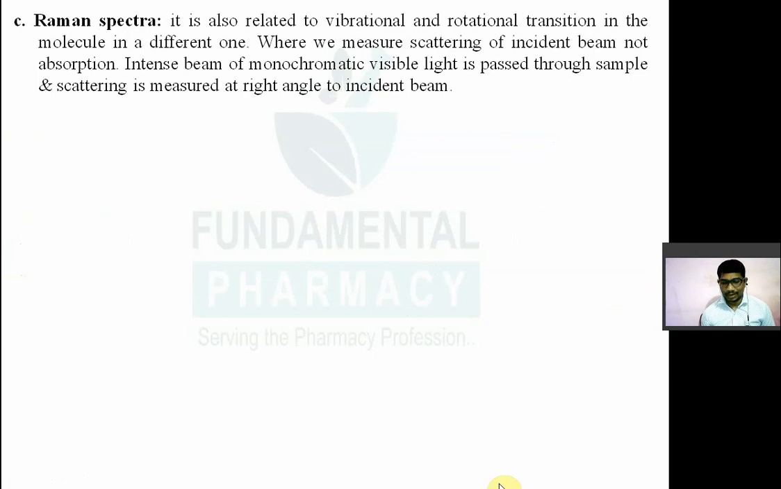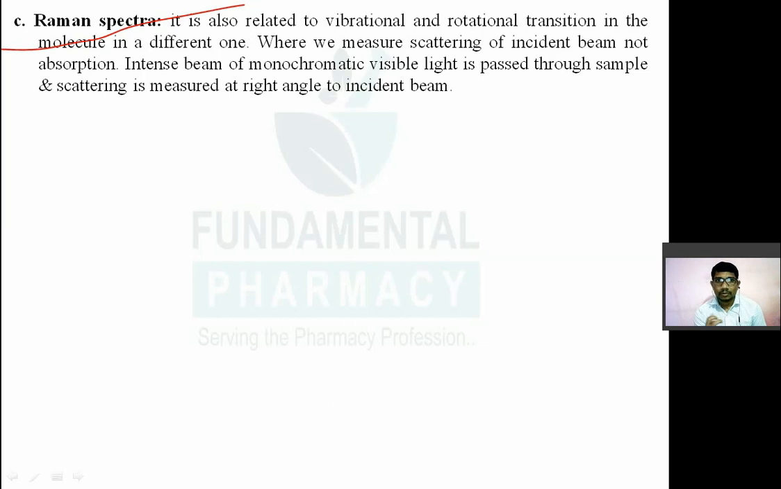Raman spectra किसको बोलते हैं? So it is related with the vibrational and rotational transition again in the molecule, but लेकिन उसमें थोड़ा different है. Okay? Where we measure a scattering of incident beam, not absorption. So पहले होता था आपका माइक्रोवेव स्पेक्ट्रोस्कोपी, रोटेशनल स्पेक्ट्रोस्कोपी, उसमें भी absorption of microwave radiation is measured. जो इंफ्रारेड है वाइब्रेशनल रोटेशनल, तो उसमें भी आप इंफ्रारेड का absorption मेजर करते हो.